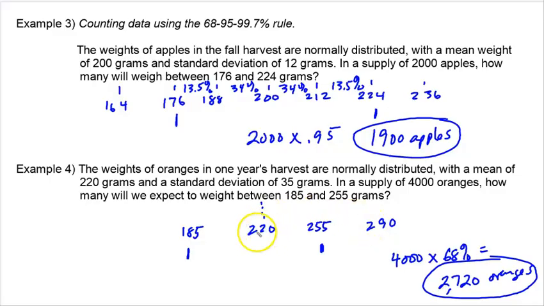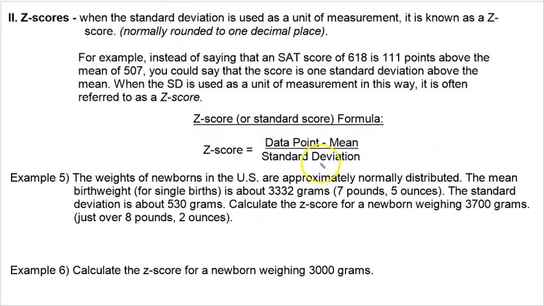So it's a way to count how far data is from the mean, but we're counting in terms of the number of standard deviations. And a plus would mean it's above the mean. A negative z-score would mean it's below the mean, whatever that number is. Okay, so let's see how it's calculated. Instead of saying that an SAT score is 111 points above the mean of 507, you could say that the score is 1 standard deviation above the mean.